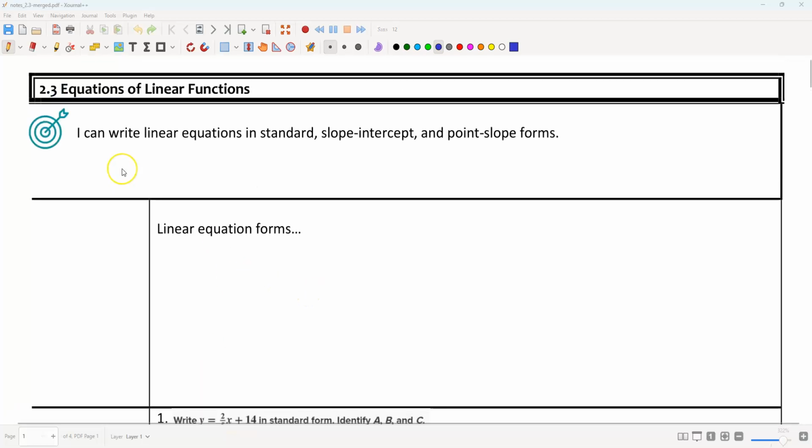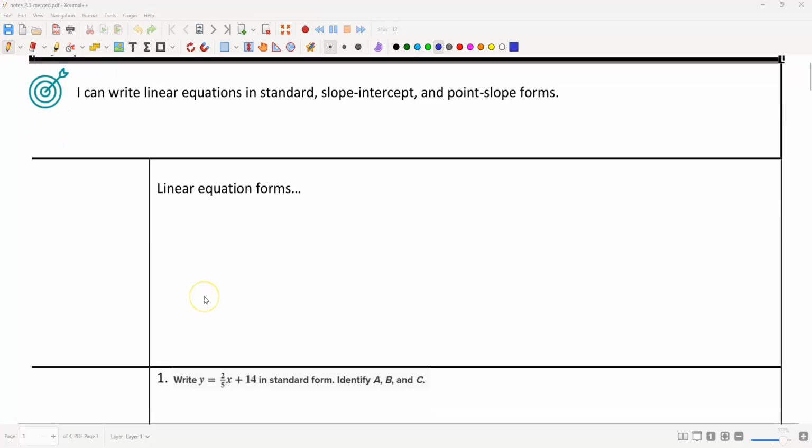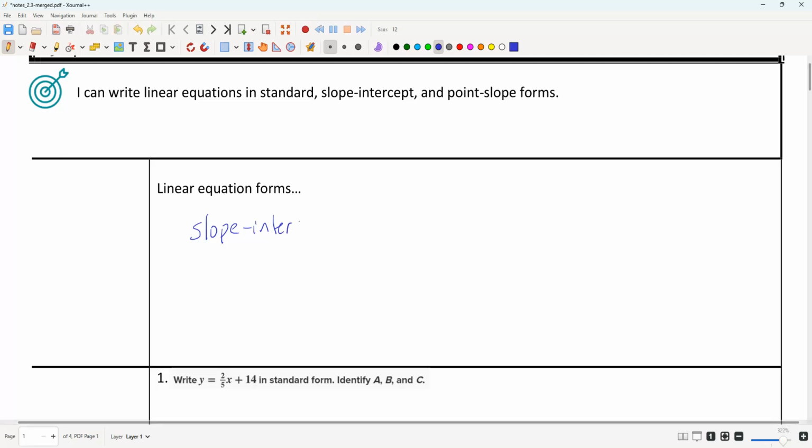All right, so let's get started on 2.3, which is on equations of linear functions. The first thing we want to recall is different linear equation forms. If you can recall, we have slope-intercept. This is slope-intercept. That would be y equals mx plus b. In this form, m always refers to the slope, and the b value always refers to the y-intercept.